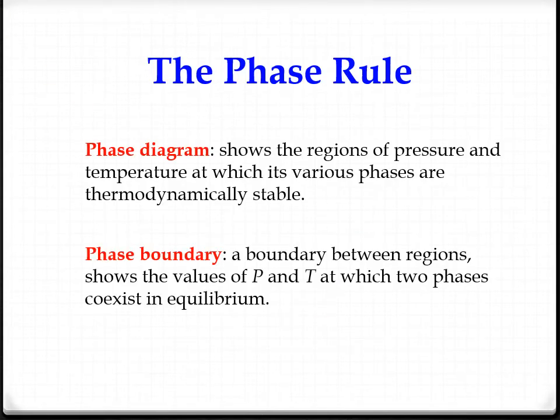In phase rule, we are going to learn about the phase diagram, and in the phase diagram there are phase boundaries. So what is a phase diagram? It shows the regions of pressure and temperature at which the various phases are thermodynamically stable. A phase boundary, between regions, shows the values of pressure and temperature at which two phases coexist in equilibrium.